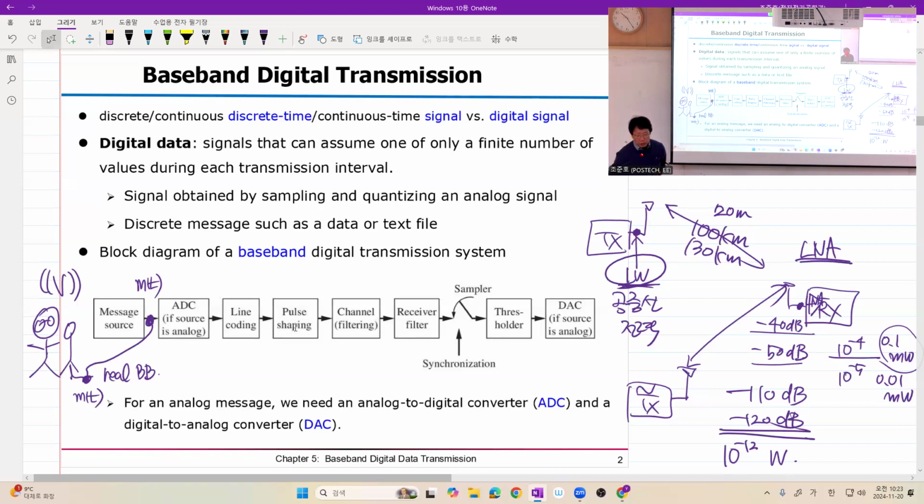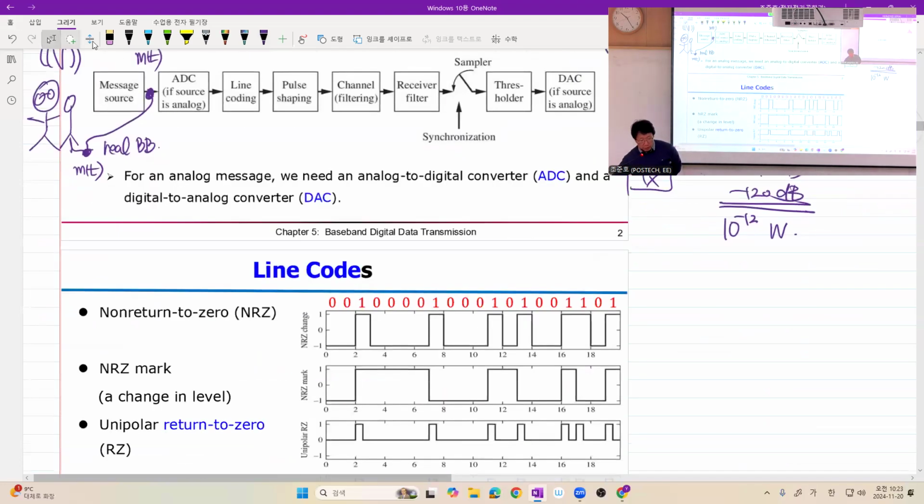In digital communication, we want to react to the noise, so we can overcome this apparently unavoidable effect of noise. That is the task of digital communication. So the idea is like this.